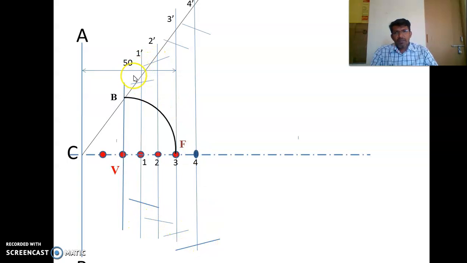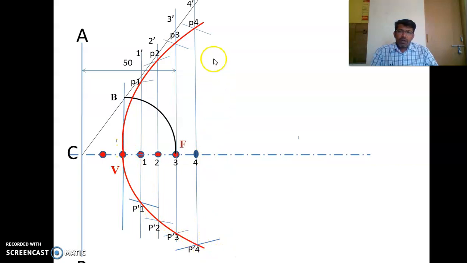Now name these points as P1, P2, P3, P4 above, and P1 dash, P2 dash, P3 dash and P4 dash below. After getting all these points, draw a smooth curve passing through the vertex V, P1, P2, P3, P4, and below the axis P1 dash, P2 dash, P3 dash and P4 dash. Now look at this: this is the hyperbolic curve above the axis and this is the hyperbolic curve below the axis. Now the hyperbola is formed by the general method.